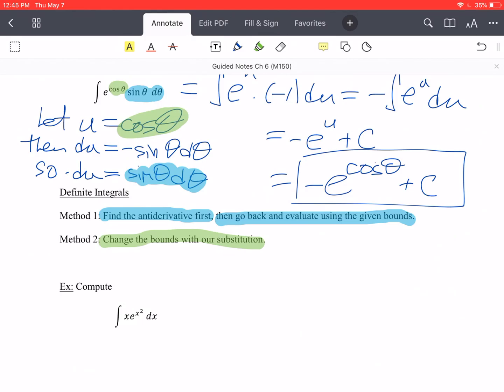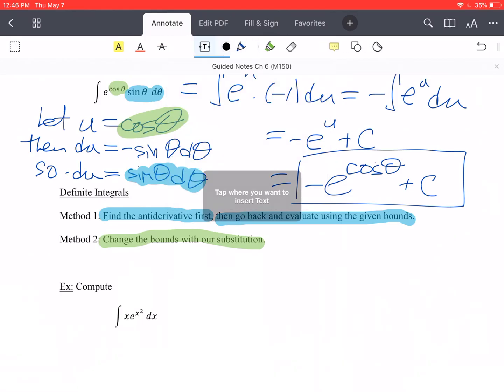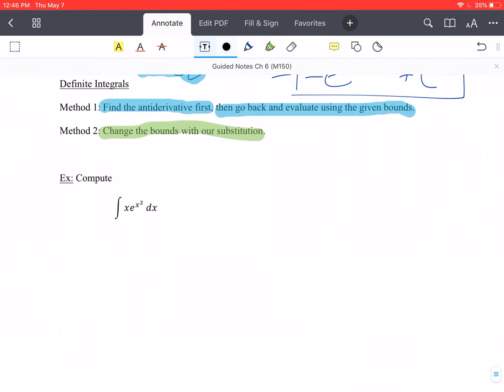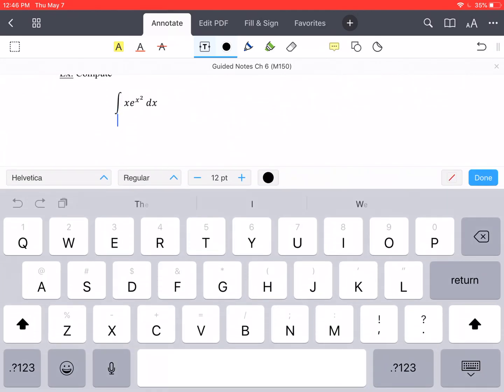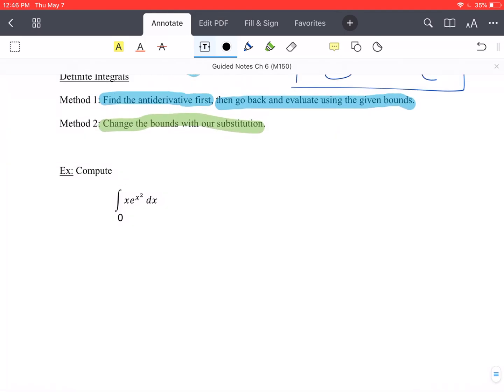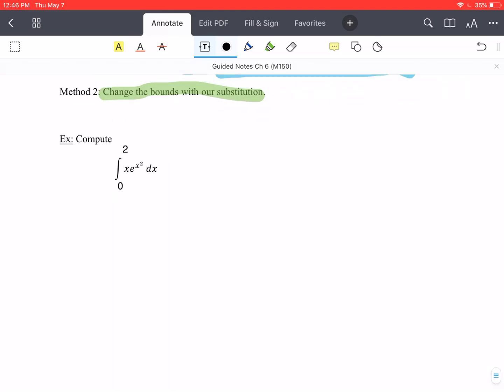Okay, so we're going to do that on this example, and I think I fixed this on yours, but I haven't yet on mine. So this should have bounds on it. So this should be the integral from 0 to 2. There we go.